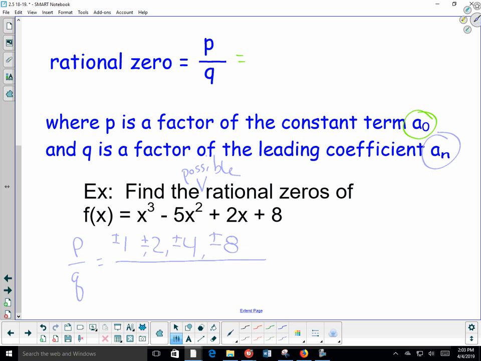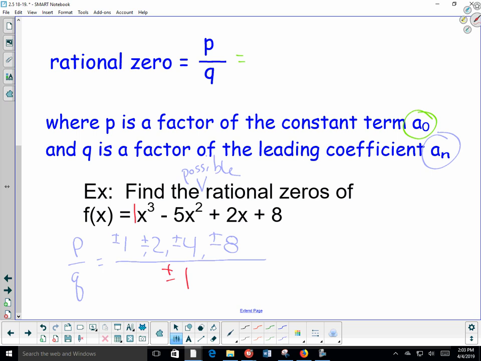What about the q values? Those are the factors of what, Tiger? Q's are the factors of the leading coefficient. What's our leading coefficient here? 1 is our leading coefficient. So what number or numbers divide into 1? 1 and negative 1. All right?